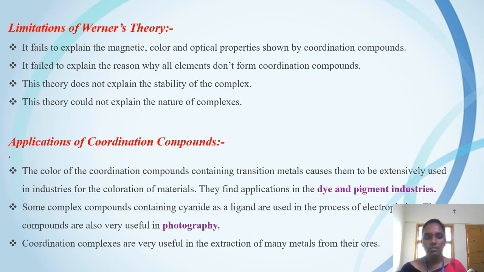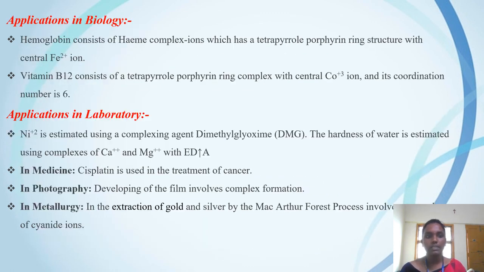And applications: coordination compounds are used in dye and pigment industries, in photography, and they are useful in the extraction of many metals from ores. In biology, the main application is hemoglobin. Hemoglobin consists of a coordination compound with the Fe2+ ion. Vitamin B12 also consists of a porphyrin-like ring, which is also a coordination compound.